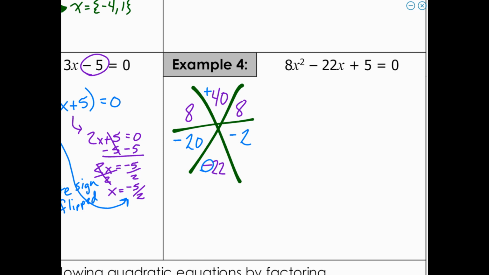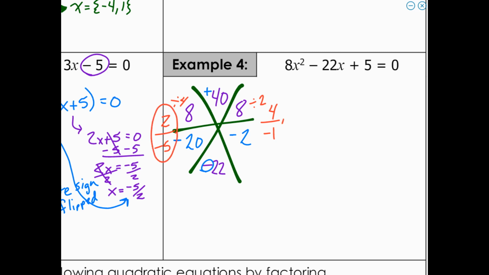Do these reduce any? Does 8 over negative 20 reduce any? Yes. They'll both reduce by 4, which gives me 2 over negative 5. Okay, and over here, 8 and 2 will both reduce by 2, which gives me 4 over negative 1.